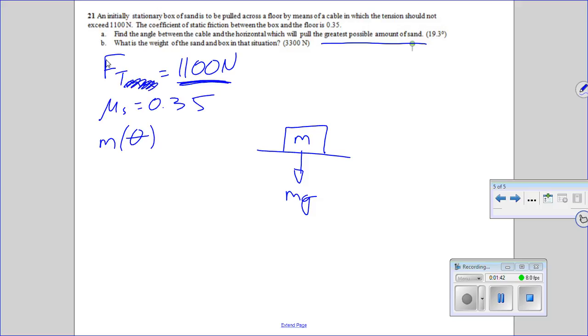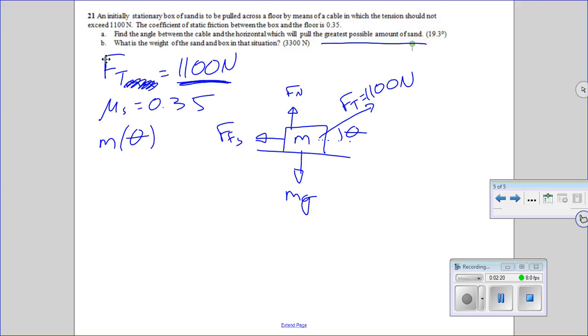We are going to pull with a force of tension of 1100 newtons at some angle theta. Now notice that that angle could be negative, and we'd just be pulling downwards. So the fact that I drew this up is sort of irrelevant here. Now, there's going to be a normal force, and there's also going to be static friction, the force of friction, static.